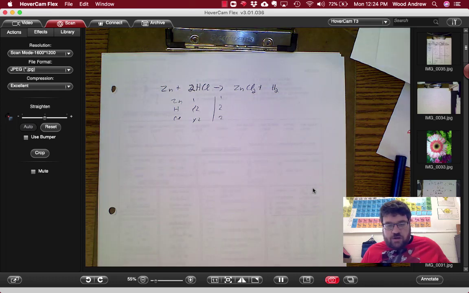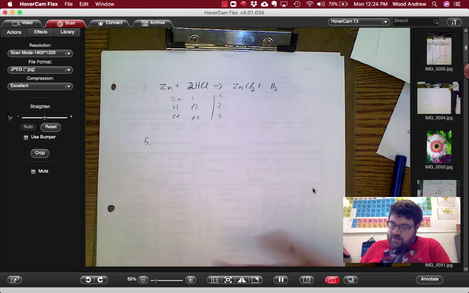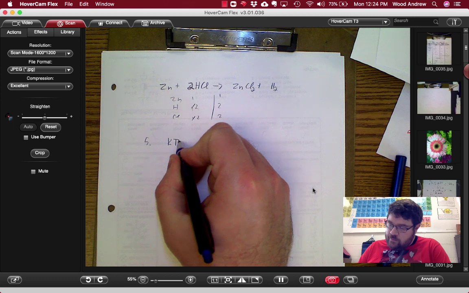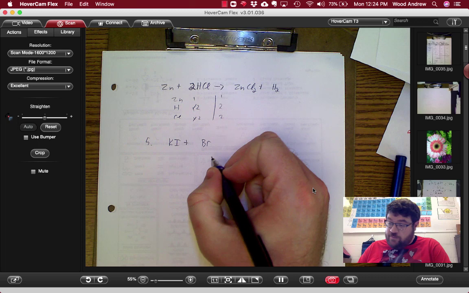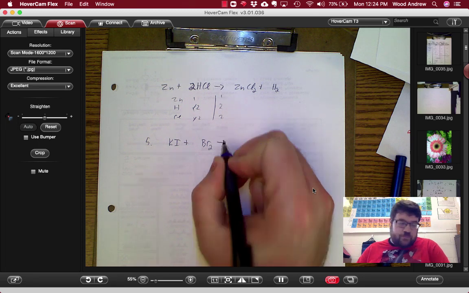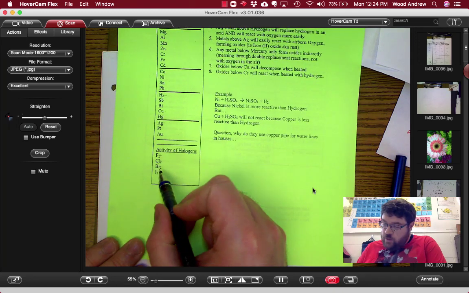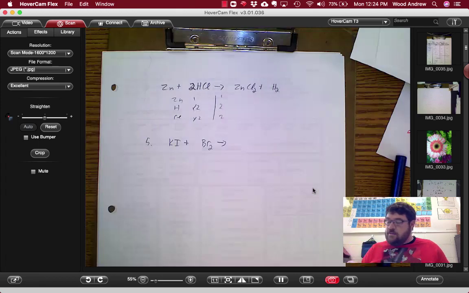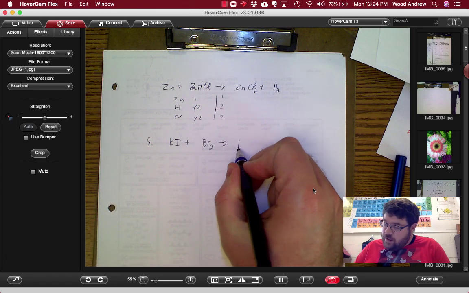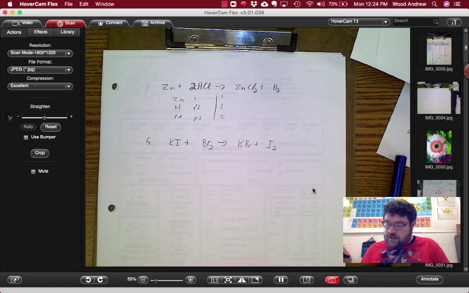Okay, let's do another one. Let's go, I like number 5. We'll do number 5. Potassium iodide and bromine. Of course, bromine is part of the Hofbrinkel, so it's Br2. We go to my activity series sheets. Looking down here for the halogens, will bromine replace iodine? Yes, it is above, so it will replace. So I end up with KBr plus I2, and I is again part of the Hofbrinkels.